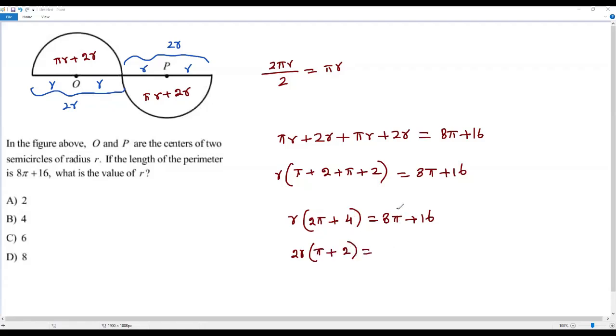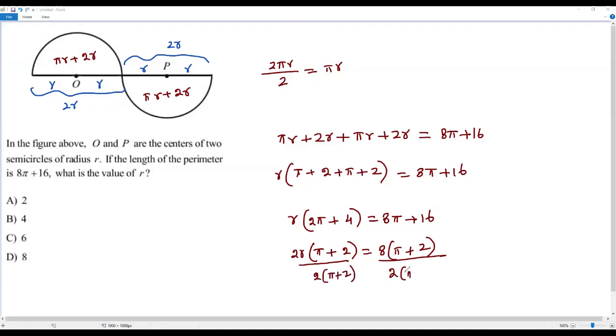And also here, the greatest common divisor for this 8π and 16 is 8. We can factor 8 out. When 8 is factored out, to get the stuff inside the parenthesis, we have to divide both the terms by 8. When I divide this one by 8, I am getting π. When I divide this one by 8, I am getting 2. Okay, now what we can do is divide both sides by 2 times (π + 2) to solve for r. Let me do it.